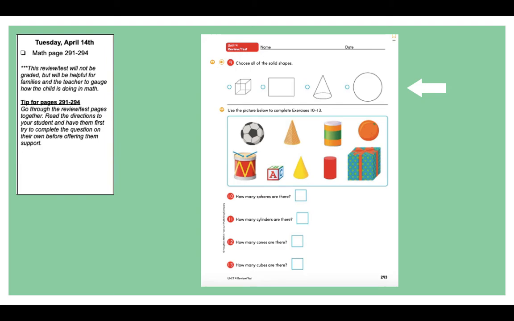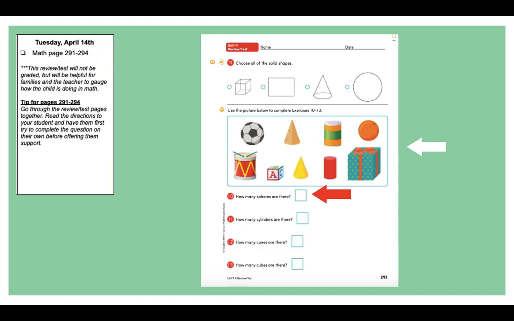All right, let's move on to the next one. It says, use this picture to help you complete the exercises below. All of these shapes are gonna help you with questions number 10, 11, 12, and 13. So remember, we're looking for all of these shapes: spheres, cylinders, cones, and cubes. So let's take a look at the first one.